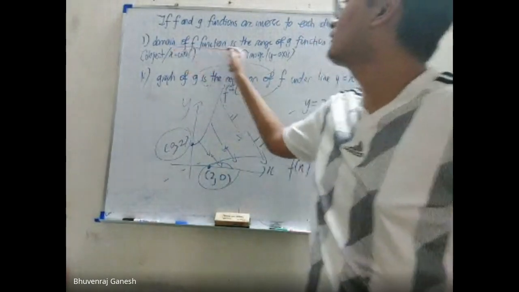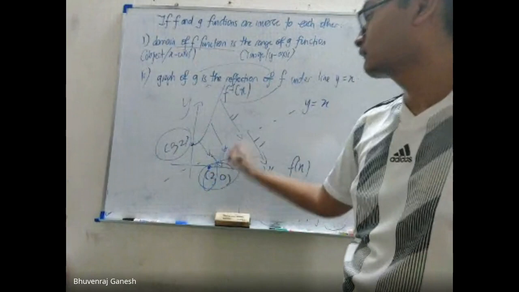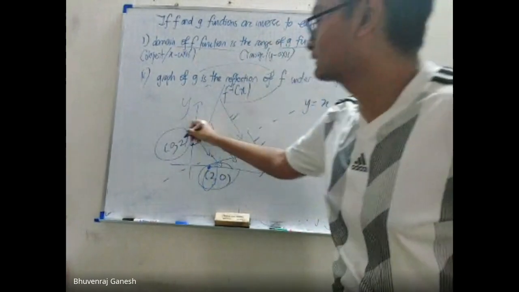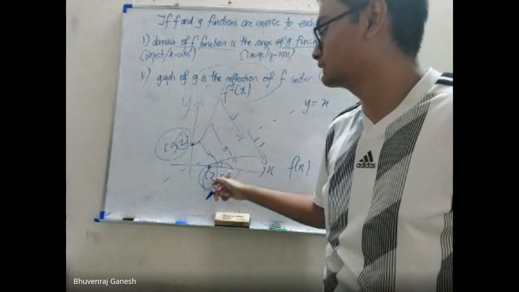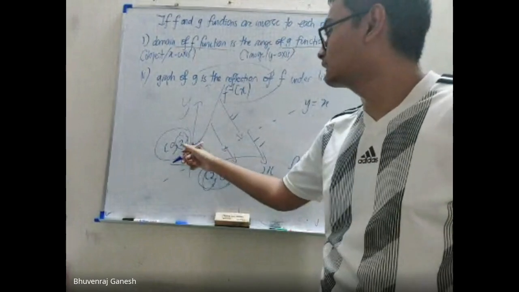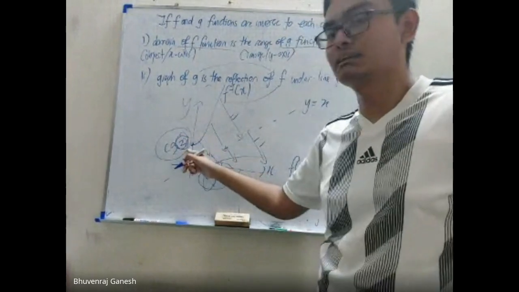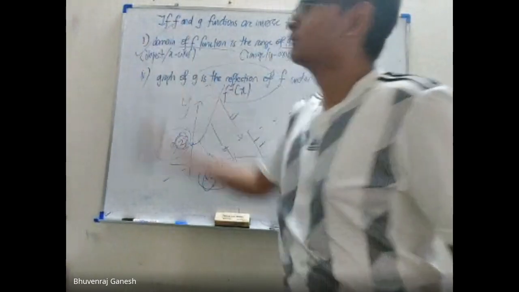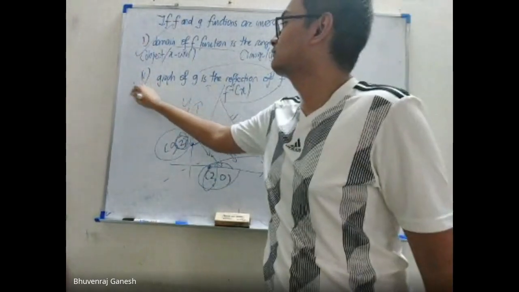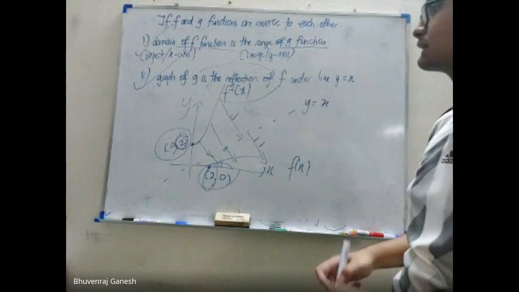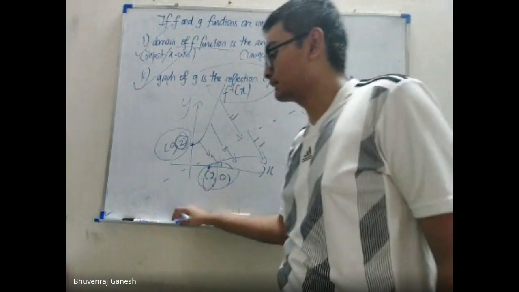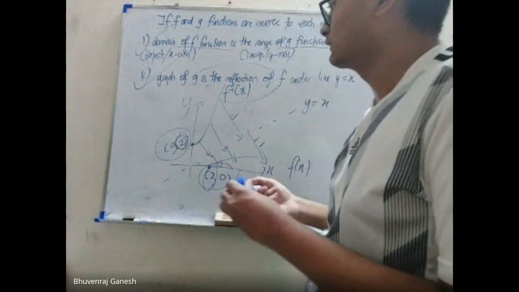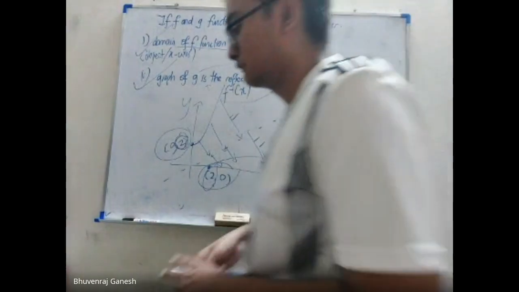See, the domain of f function is the range of g function. See, this is the same value. 2 is your object or domain, but here it is your range or the image on another function. So you see, it satisfies this condition. And this condition is also the same, it's a reflection on y equals x. So the coordinates are always inverse to each other. So yeah, this is the thing here.